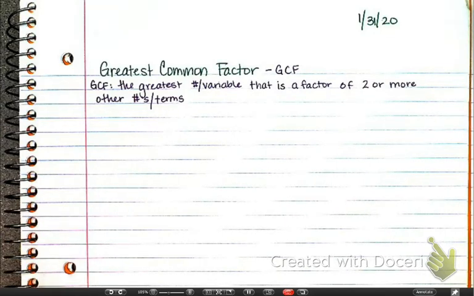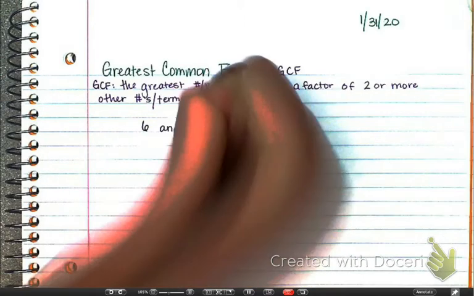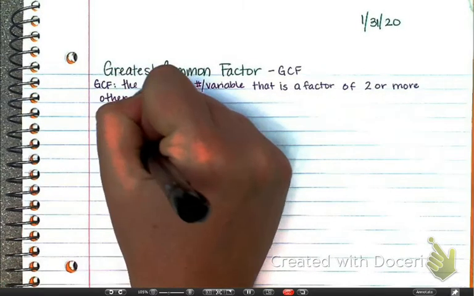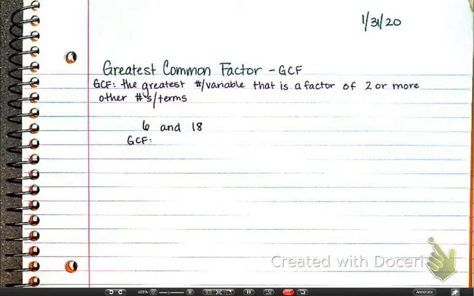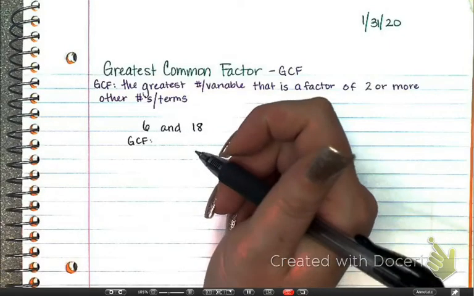Okay, so in 2nd grade, you looked at 2 numbers. So for instance, you looked at 6 and 18, and you were asked to find the greatest common factor. So you're looking for the largest number that divides into, or that you can take out of, 6 and 18. Can you all look at that and tell me what the greatest common factor is? 6. The largest number that goes into 6 and 18 is 6.